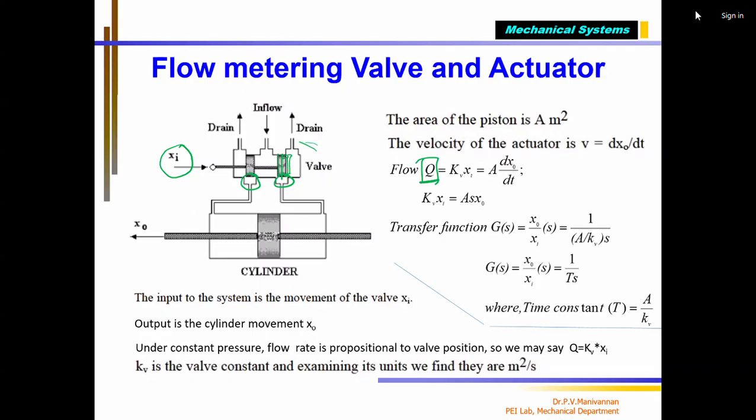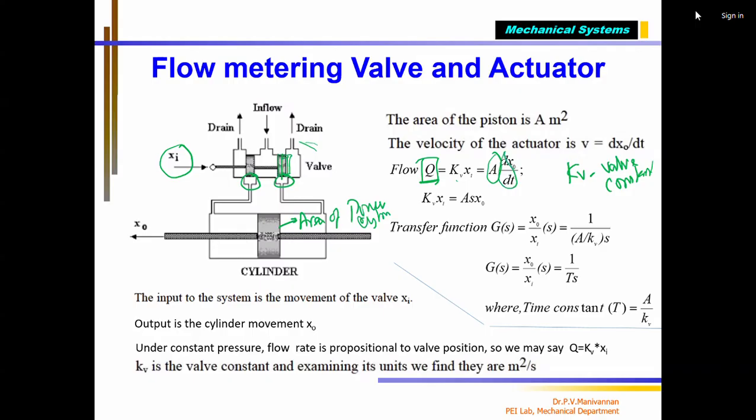So how am I controlling the flow rate? By controlling this. So this first equation says Q equal to kV into xi, where kV is called the valve constant. If you buy a flow control direction valve, the valve manufacturer will give you the valve constant. Once that is known, we can find Q equal to kV into xi equal to A into d by dt of x naught. What is this? A is the area of the power cylinder.